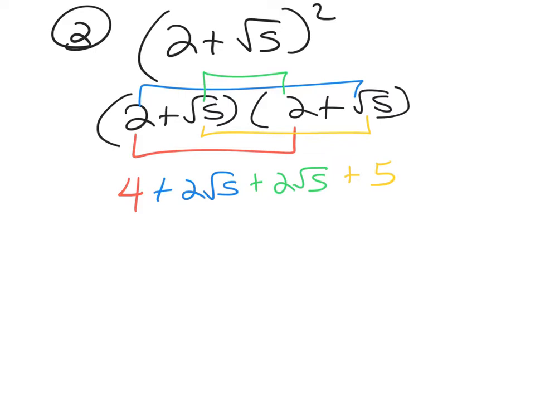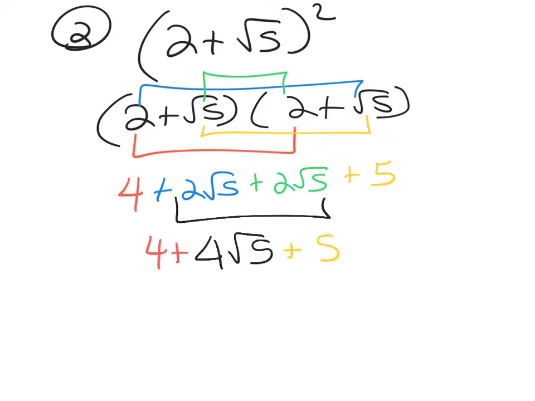So again, I can group my middle, and I get 4 square root 5. And then I can also add the 2 constants. So here I would get 9 plus 4 square root 5. You could also have written your answer as 4 square root 5 plus 9. It doesn't matter the order. All right, so this is when you're given a binomial squared. Again, you write it twice and FOIL it.